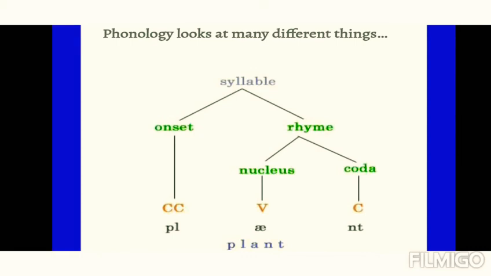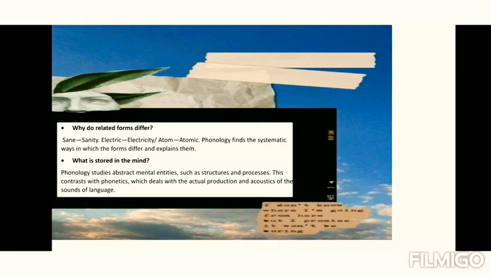Why do related forms differ? Sane, sanity. Electric, electricity, atom, atomic. Phonology finds the systematic ways in which the forms differ and explains them. What is stored in the mind? Phonology studies abstract mental entities, such as structures and processes. This contrasts with phonetics, which deals with the actual production and acoustics of the sounds of language.